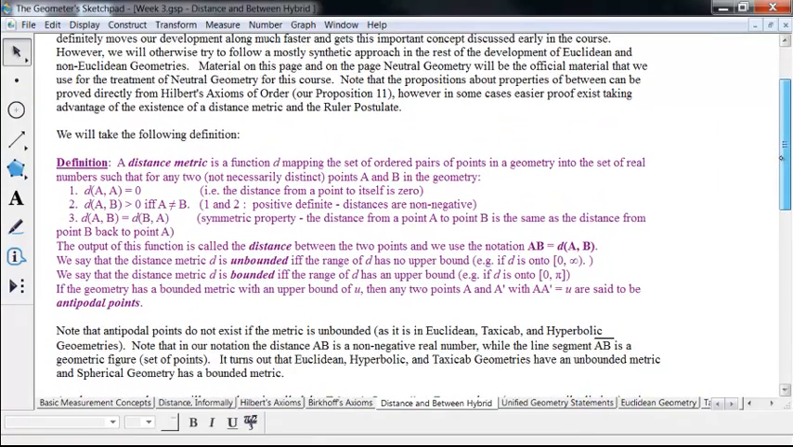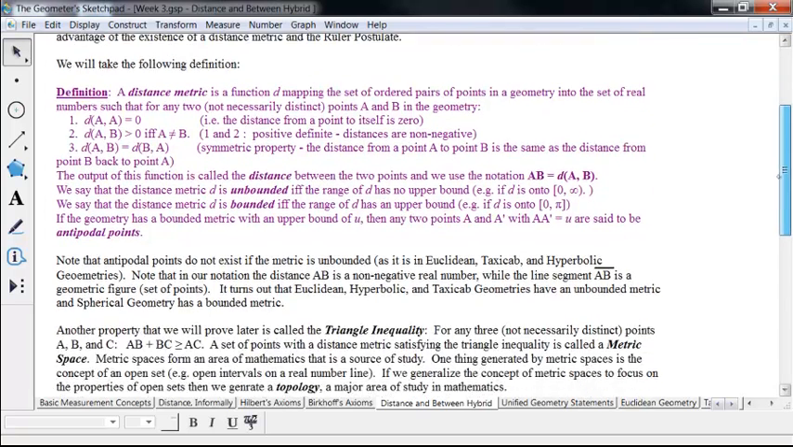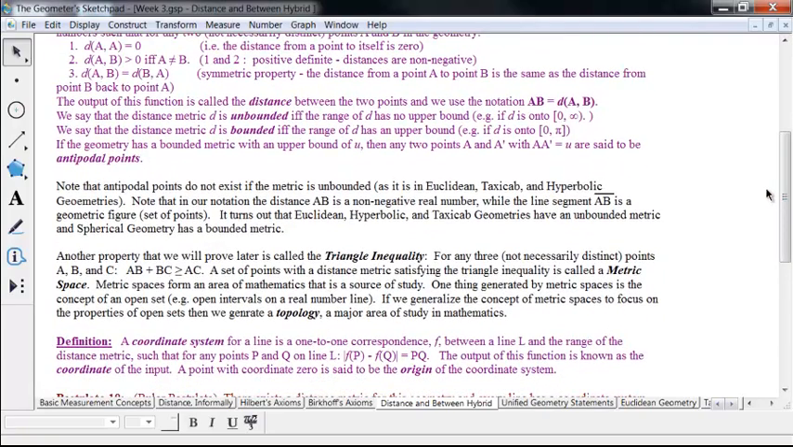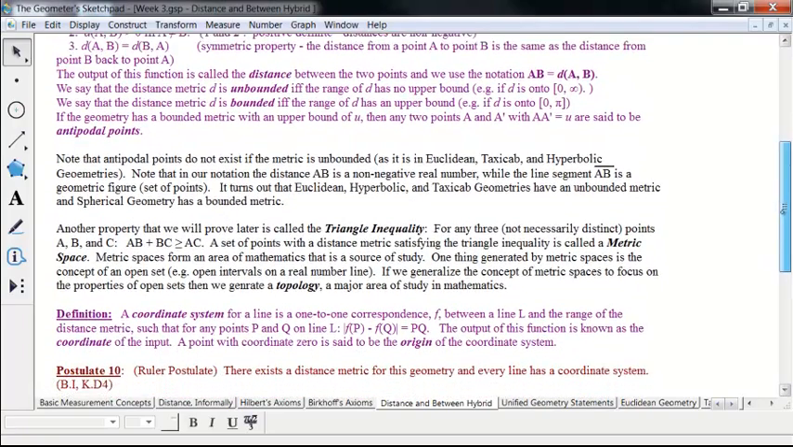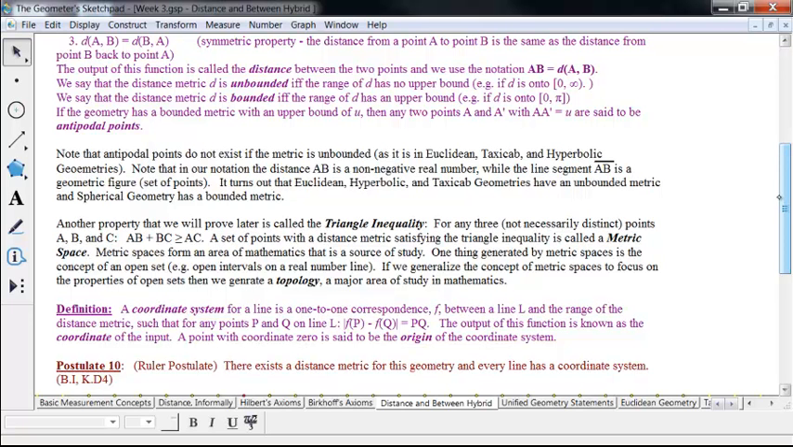Okay? So what are we saying? We're saying we can come up with a number that we call the distance between the 2 points. That's basically what we're saying, and it's a positive number or 0. So another property we're going to prove later on is called the triangle inequality. We'll prove this as a theorem later, proposition. It says for any 3 not necessarily distinct points, A, B, and C, the distance from A to B plus the distance from B to C is greater than or equal to the distance from A to C. A set of points with a distance metric satisfying the triangle inequality is called a metric space.